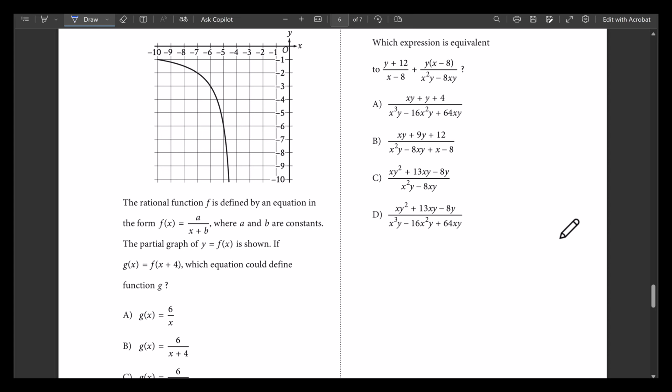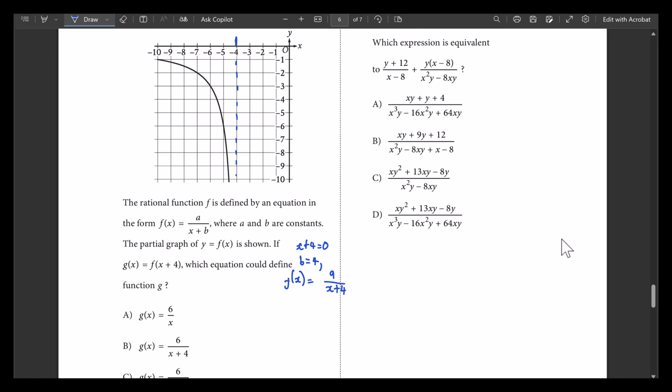We get our asymptote as x is equal to negative 4 right here, which implies that x plus 4 is equal to 0. From the vertical asymptote, we can deduce that b is equal to 4, and the function can be written as f of x is equal to a over x plus 4.